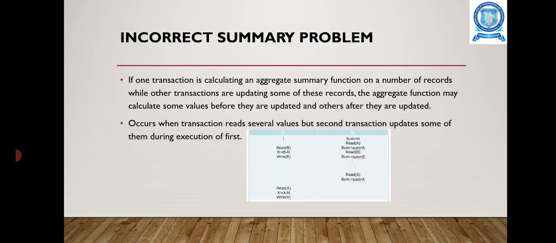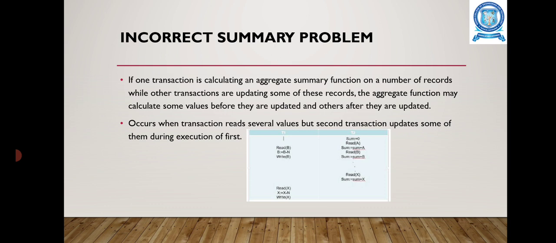Next one is the incorrect summary problem. If one transaction is calculating an aggregate summary function on a number of records while other transactions are updating some of these records, the aggregate function may calculate some values before they are updated and others after they are updated. It occurs when a transaction reads several values but a second transaction updates some of them during the execution of the first. This is an example for the incorrect summary problem.